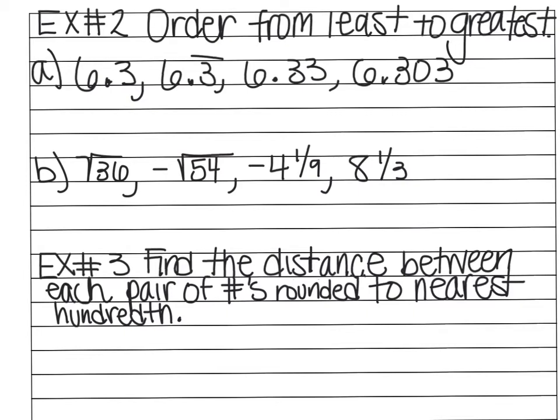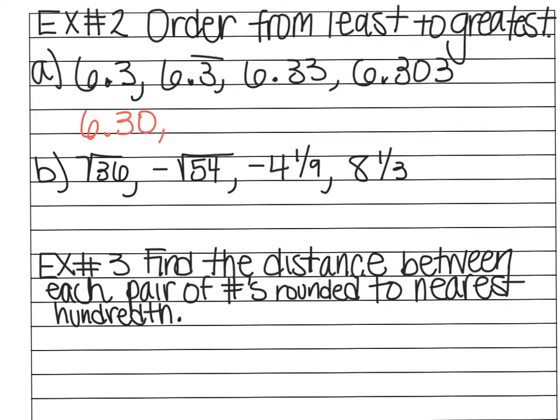Example number 2, it says order from least to greatest. When I'm looking at decimals, I like to look at these in terms of money. So we want to look at what is the least amount of money that you can have. So I'm going to run through my decimal points here. I have 6.3, 6.333, it'll keep going, 6.33, and it stops, and then 6.303. So we know for sure that we are going to have the 6.3 as the smallest, because that would be like 6.30 with nothing left. So 6.3. If you want to write the 0, you can, if it helps you see it better.